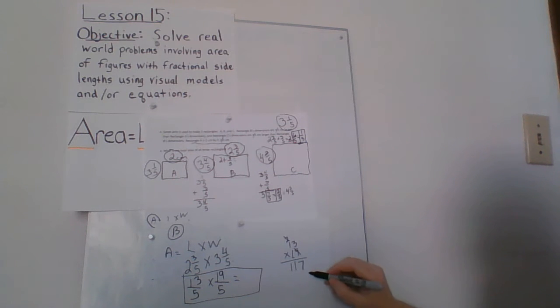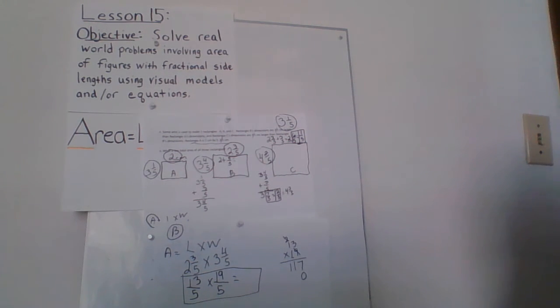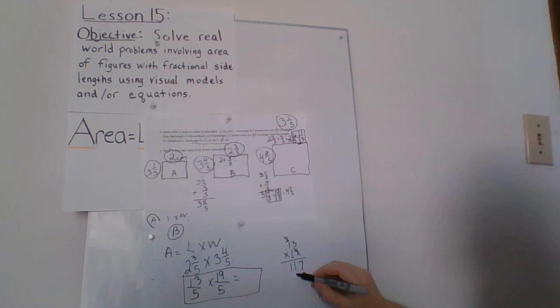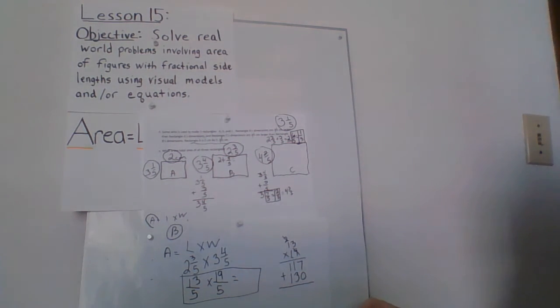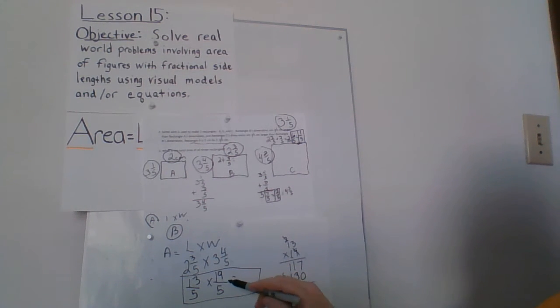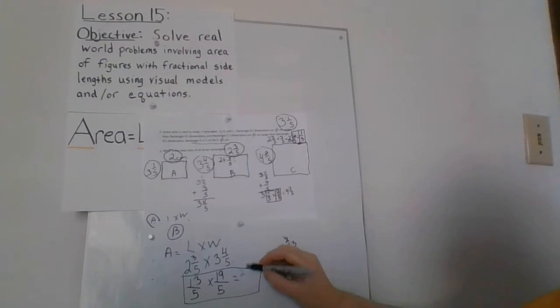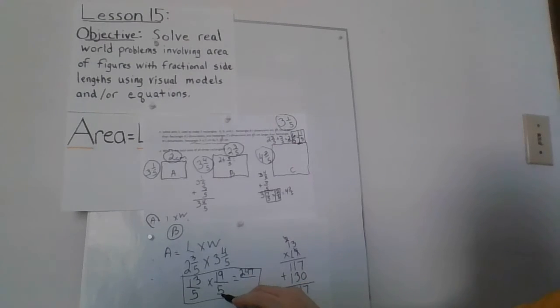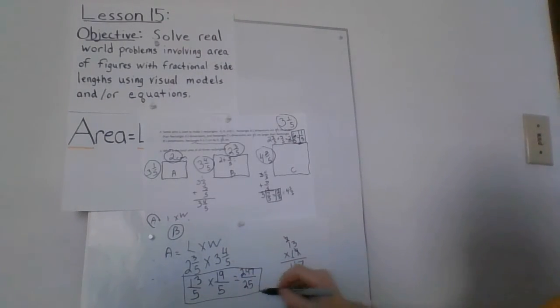I'm going to be multiplying in the tens place, so on the second row I have to hold with a 0. 1 times 3, 3. 1 times 1, 1. Add them both up. 7 plus 0, 7. 3 plus 1, 4. 1 plus 1, 2. So the 13 times the 19 gave me 247. And then denominator times denominator is 25.